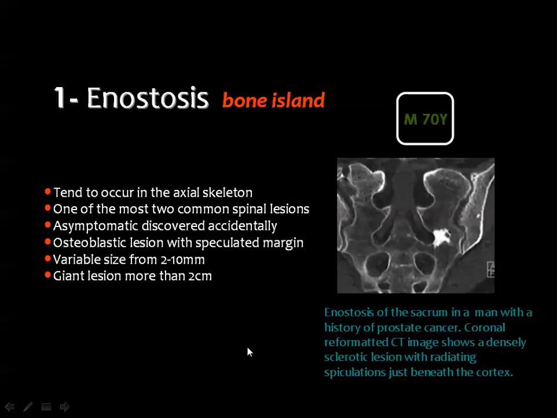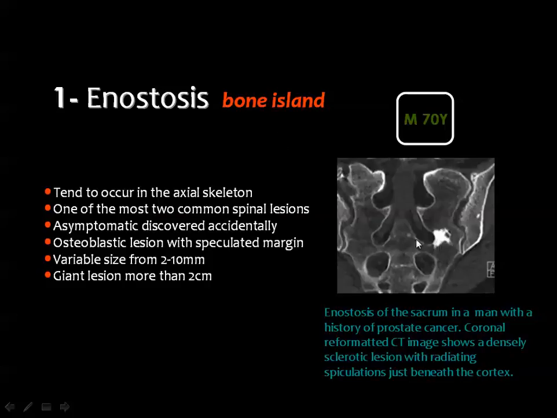It is an absolutely asymptomatic lesion. If you perform a bone scan, you can see some faint uptake, and the lesion may vary from very small, 2 millimeters, to about 1 centimeter, and it may reach in some cases about 2 centimeters. One of the most important features of a bone island is the speculated margin.